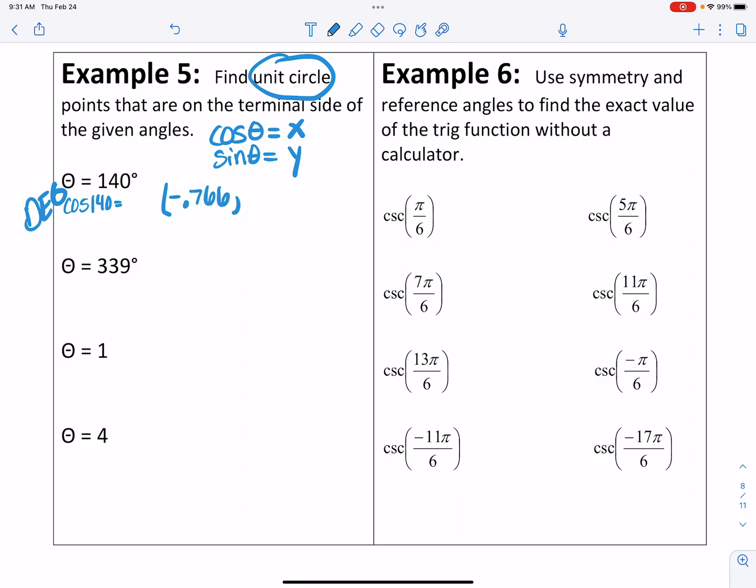And then I'm going to type the sine of 140, and it tells me 0.6428. That is my answer. So again, logically, this is hard, but mathematically, I just have to type it in my calculator. So the next one is the cosine of 339. So that's 0.9336. And then I'm going to do the sine of 339, and that is a negative 0.3584. Okay, and that makes sense. It's in quadrant 4, so it should be positive, negative.